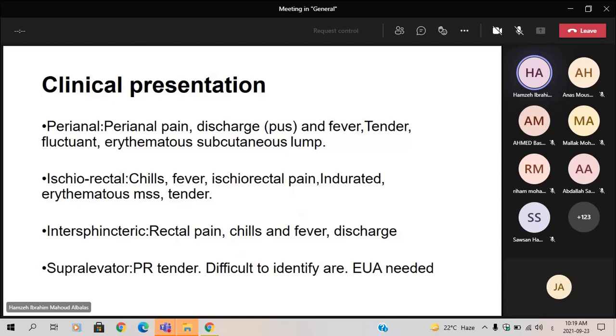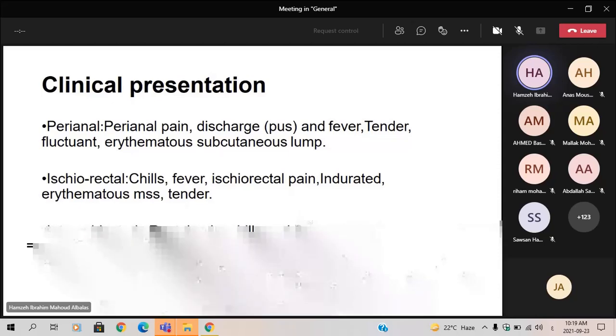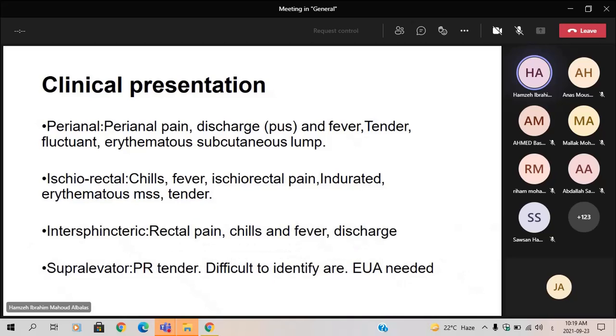Clinical presentation, most likely it's perineal pain, or ischiorectal, or intersphincteric, or supralevator. So the site of the abscess presents in different ways. The ischiorectal may have chills, fever, ischiorectal pain. In intersphincteric may be rectal pain, chills, fever. In supralevator may be PR tender, difficult to identify. So endoscopic ultrasound is needed.